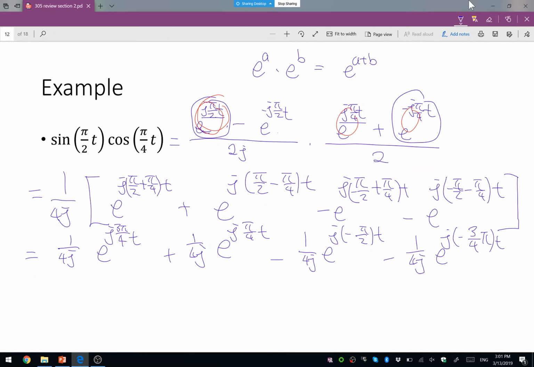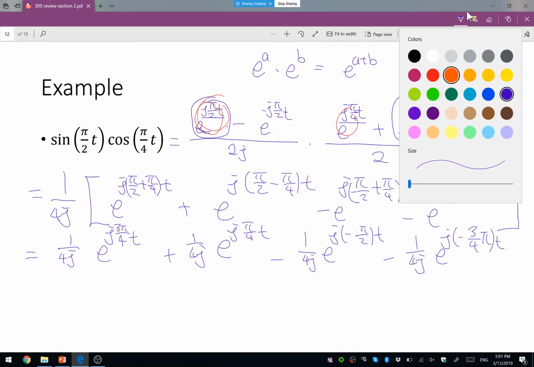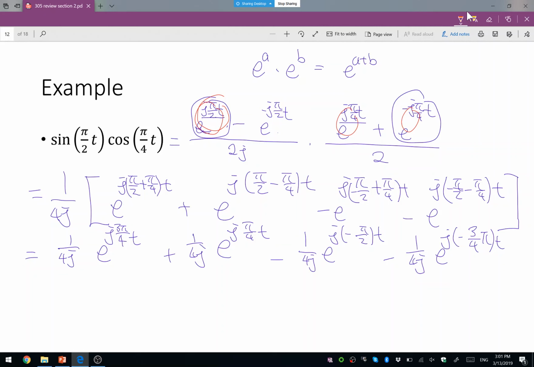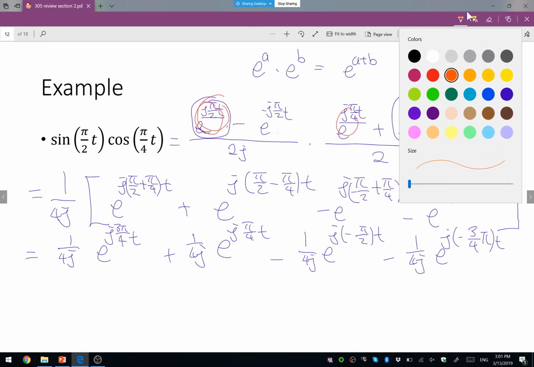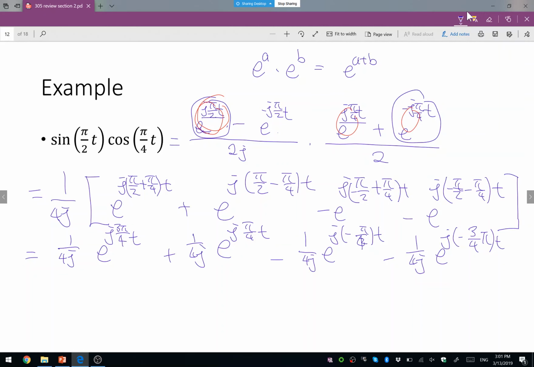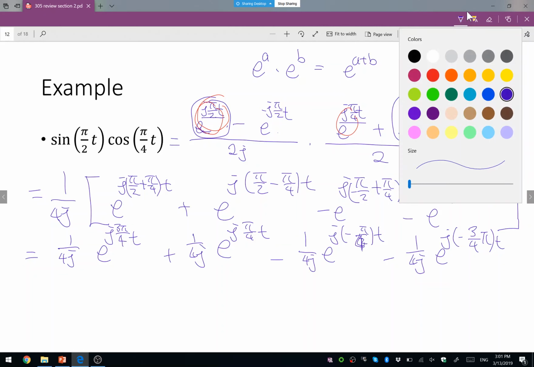A question: isn't the third term supposed to be e to the j minus pi over 4? Pi over 4, yeah, you're right. Thanks.